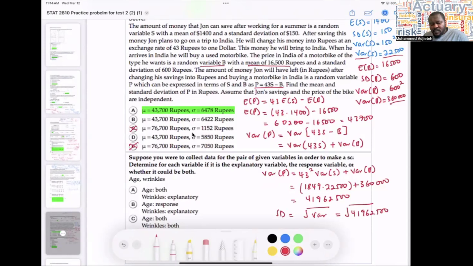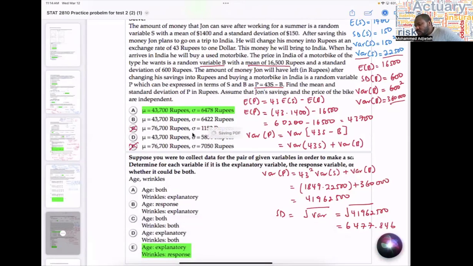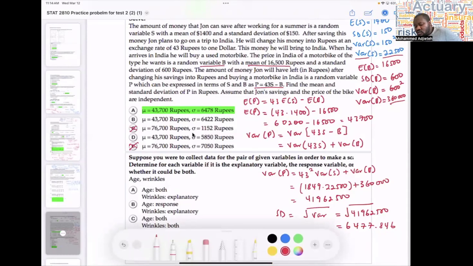SD is equal to the square root of var, which is equal to the square root of 419,625,000. When you do that, I got SD to be 6,477.846, which is the same as 6,478. So we can see that is A. So you see how to do problems like this.